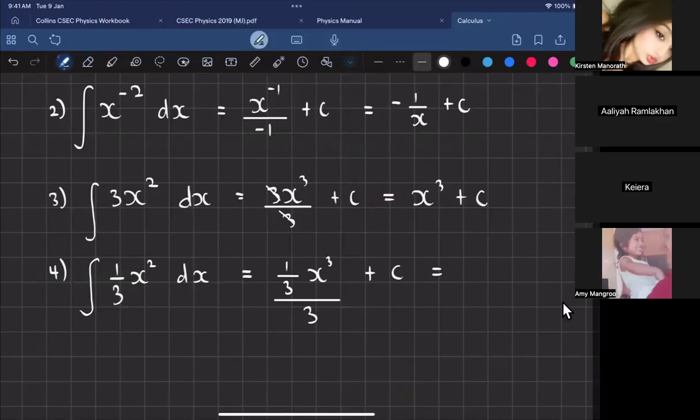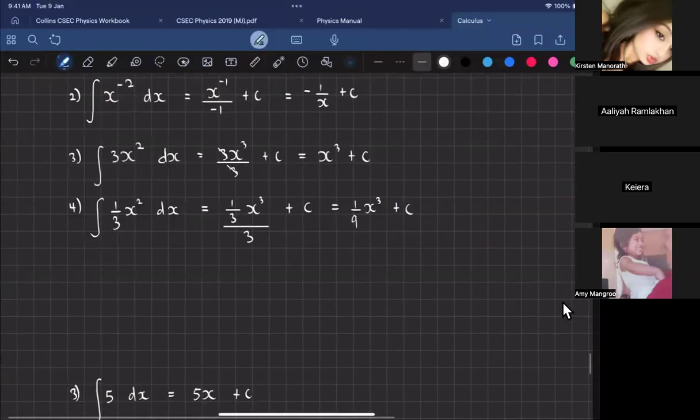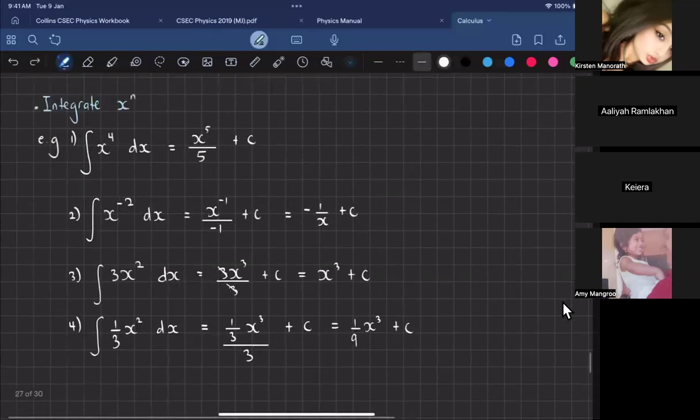Now, what is a third divided by 3? That is the same thing as saying a third multiplied by 1 over 3. Divided by 3 is the same thing as multiplied by 1 over 3. Right, so what is a third times a third? 1 over 9. So your final answer is 1 over 9 x cubed. That's how I expect you to answer these kinds of questions. When you get good, you just skip this working. Right. So that's it.